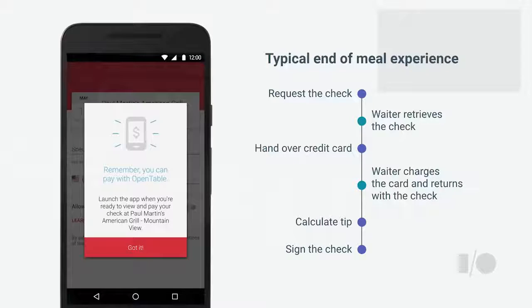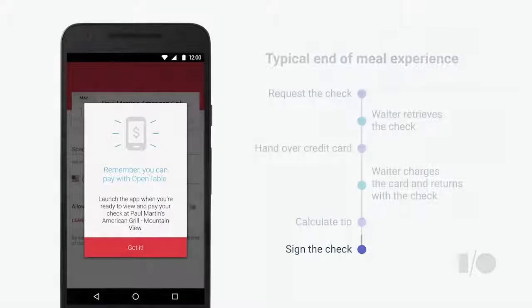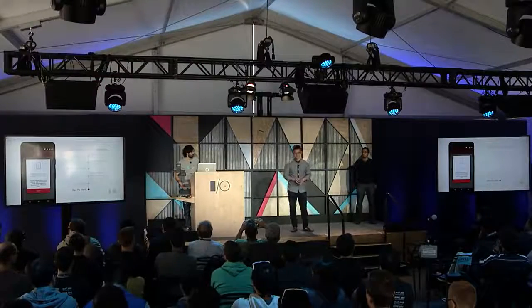What the typical experience is usually starts with the end of the meal, and you request a check from your waiter. Your waiter then goes to the point of sale, prints it out, and then hands you the check, and then you hand your credit card over. The credit card gets run, and the waiter brings the check back. You have to do some mental math quickly to calculate the tip, and then you finally sign the check. And so with payments on OpenTable, we're really trying to eliminate all those steps except for the last one. So all you have to do now is simply tap to pay.